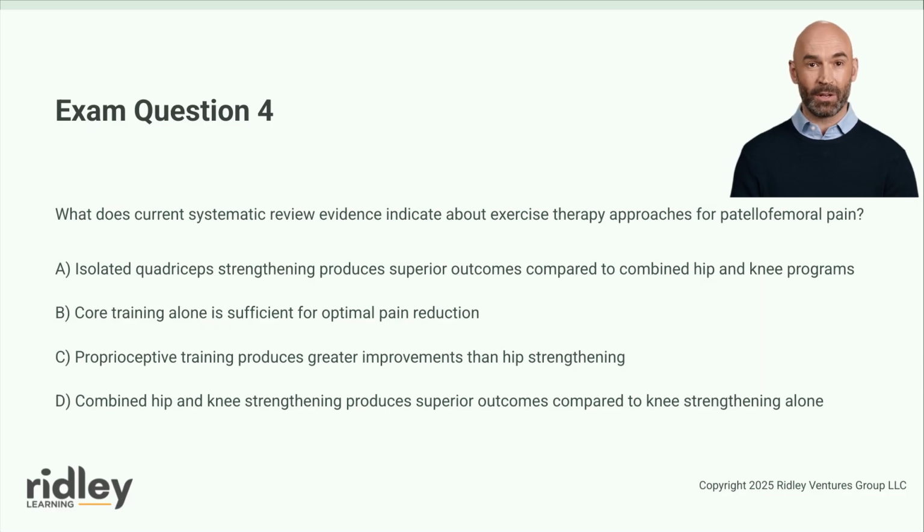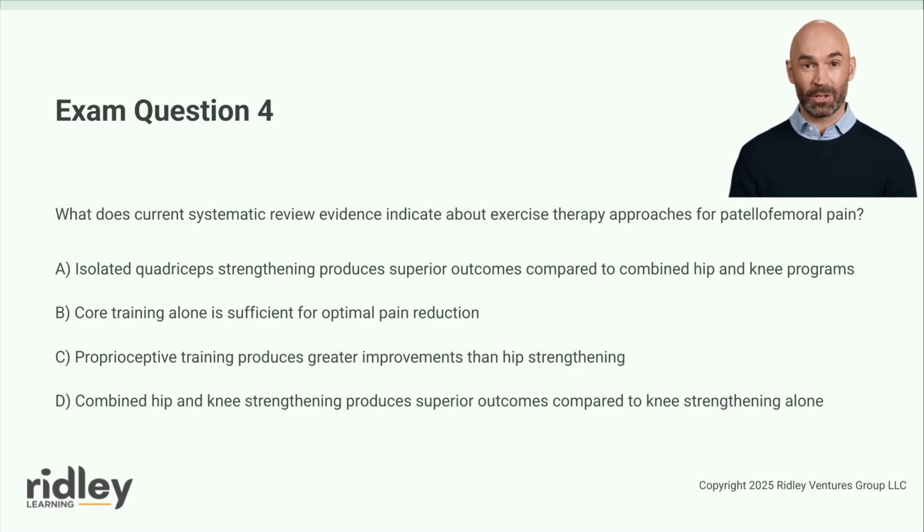Question 4. What does current systematic review evidence indicate about exercise therapy approaches for patellofemoral pain? The correct answer is D. Combined hip and knee strengthening produces superior outcomes compared to knee strengthening alone. Rationale: the evolution of exercise prescription for patellofemoral pain has shifted significantly based on systematic review and meta-analytic evidence.